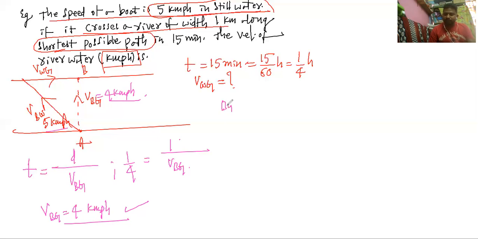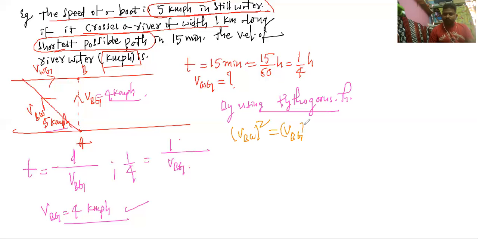By using Pythagoras theorem, what happens? VBW, velocity of the boat with respect to water, whole square is equal to velocity of the boat with respect to ground square plus velocity of the water with respect to ground whole square. So VBW square, that is 5 square, is equal to velocity of the boat with respect to ground, that is 4 square, plus velocity of the water with respect to ground whole square.